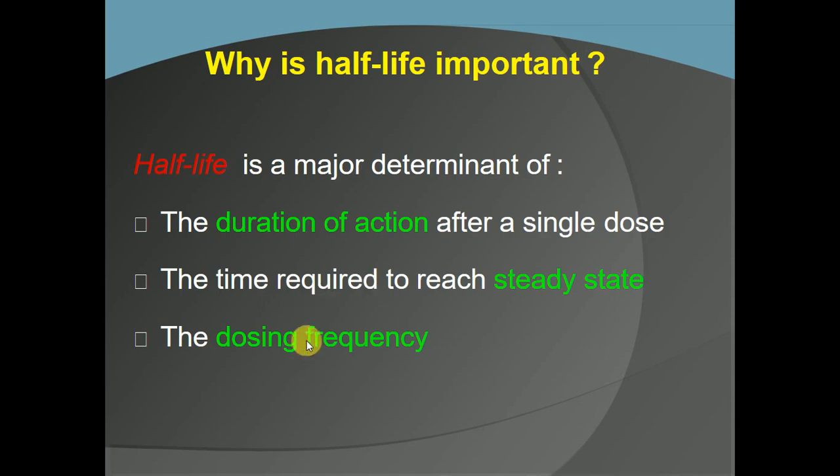The third one is dosing frequency. Let's suppose we are using different types of medications: OD, BD, TDS, that is a single dose, 2 times a day, 3 times a day. This is called dosing frequency. With the help of half-life, which is the major determinant, you can easily understand why we use different types of medication in multiple doses.